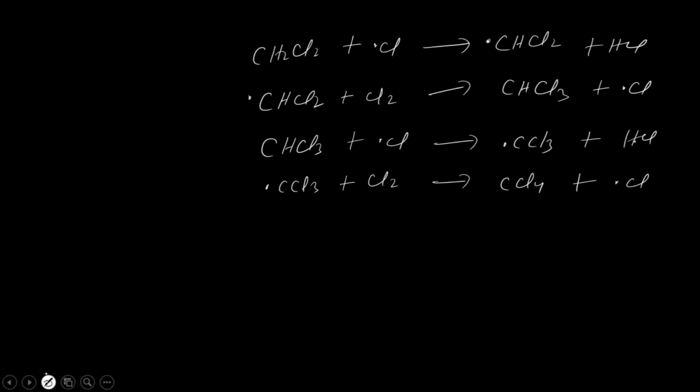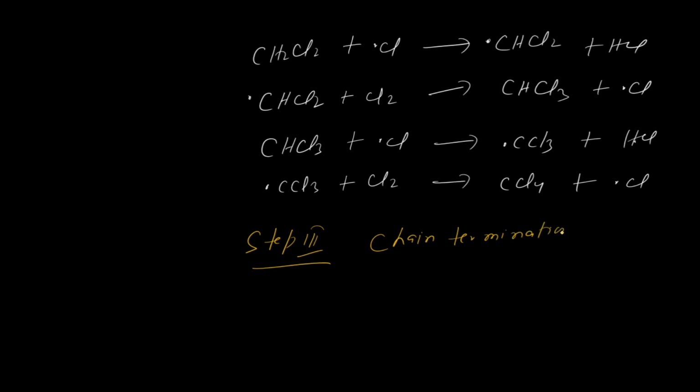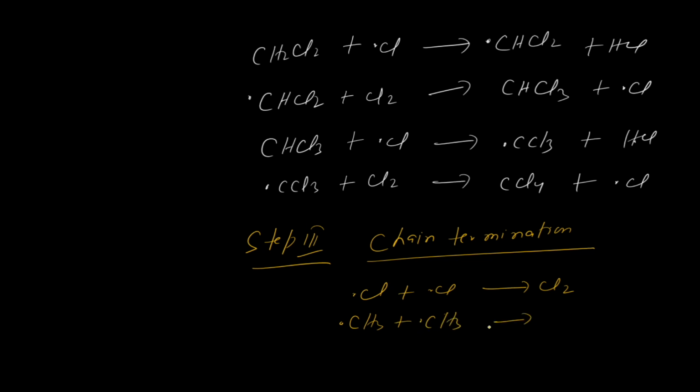Now what about the next one? Next is step 3, known as chain termination. Whatever free radicals are there, they can combine to form a new molecule. A lot of free radicals of chlorine will combine to form Cl2. A lot of free radicals of methyl can combine to form ethane, C2H6. And a methyl free radical plus a chlorine free radical will form CH3Cl.